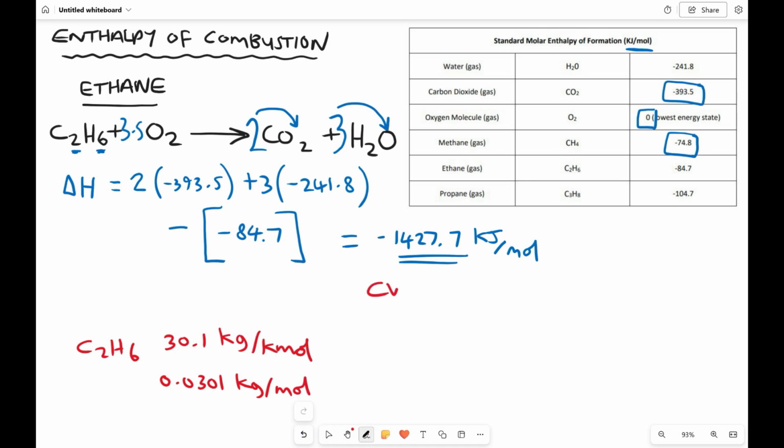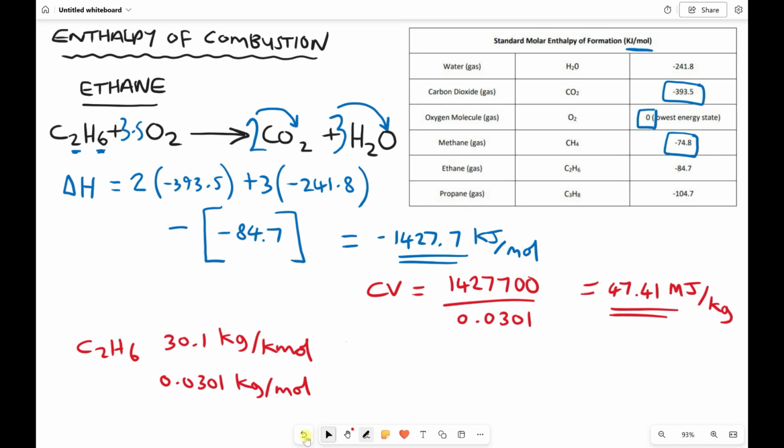So our calorific value then is the energy per mole, 1427700 in joules, divided by the mass per mole, 0.0301, giving us a calorific value equal to 47.41 megajoules for every kilogram. And if we use the same Phi-in value as for our previous example, we have Phi-in equals 966.1 kilowatts.